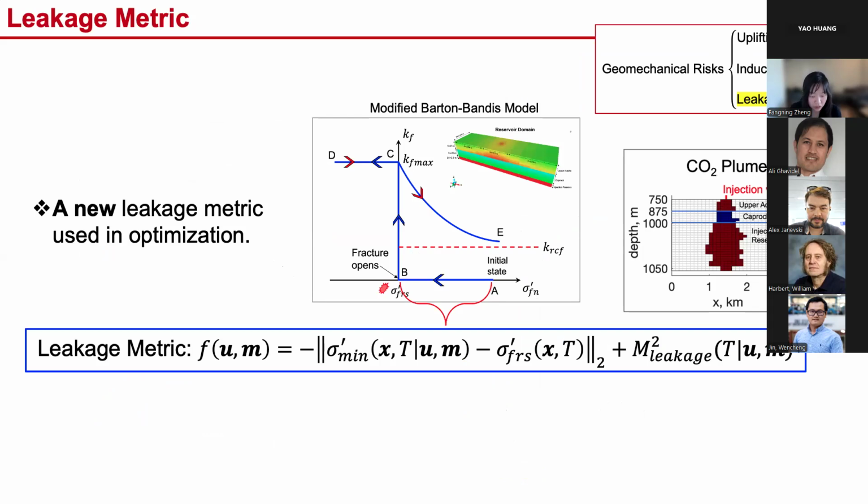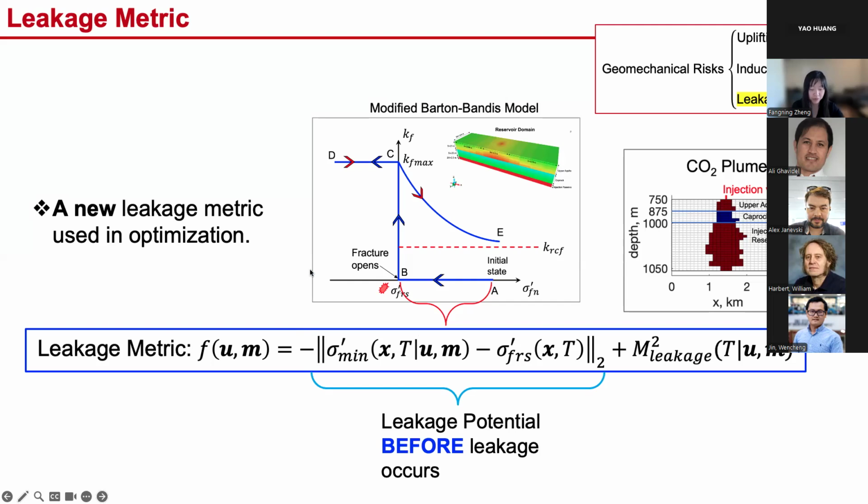We are also concerned with maintaining the caprock integrity during CO2 injection and want to avoid any CO2 leakage caused by pressure buildup that could result in caprock fracturing. To address this, I developed a new leakage risk metric that I aim to minimize. This leakage metric shown here consists of two parts. The first part is the leakage potential before any actual leakage occurs. It measures how close the current stress state is to the point where stress exceeds the fracture opening stress. To model this, we use a modified Barton-Bandis model.